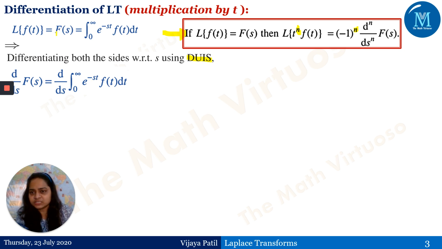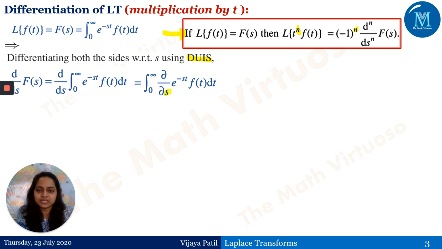So what we have done for this particular definition, we have just applied d upon ds to this. Now this d upon ds will go inside this integral sign, but that will happen as partial derivative. Why has that happened as partial derivative? Because this is a function of s and t both, and that is why we have to have a partial differentiation here. So it's dou upon dou s of e to the power minus st f of t dt, right? We have to differentiate with respect to s, and we can apply it only on this e to the power minus st, because f of t is a constant with respect to s.